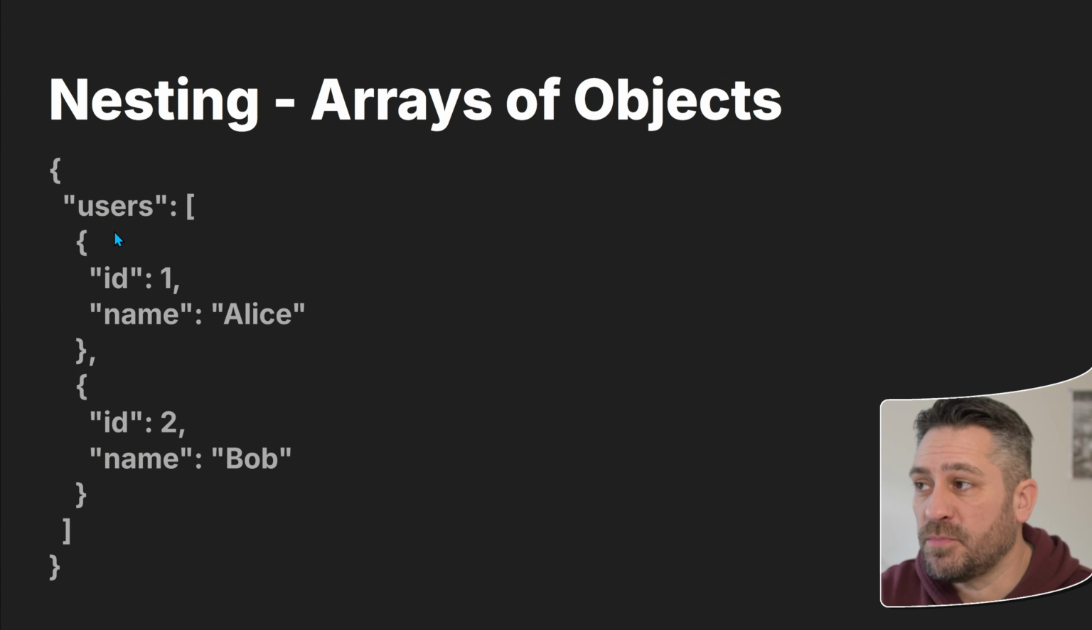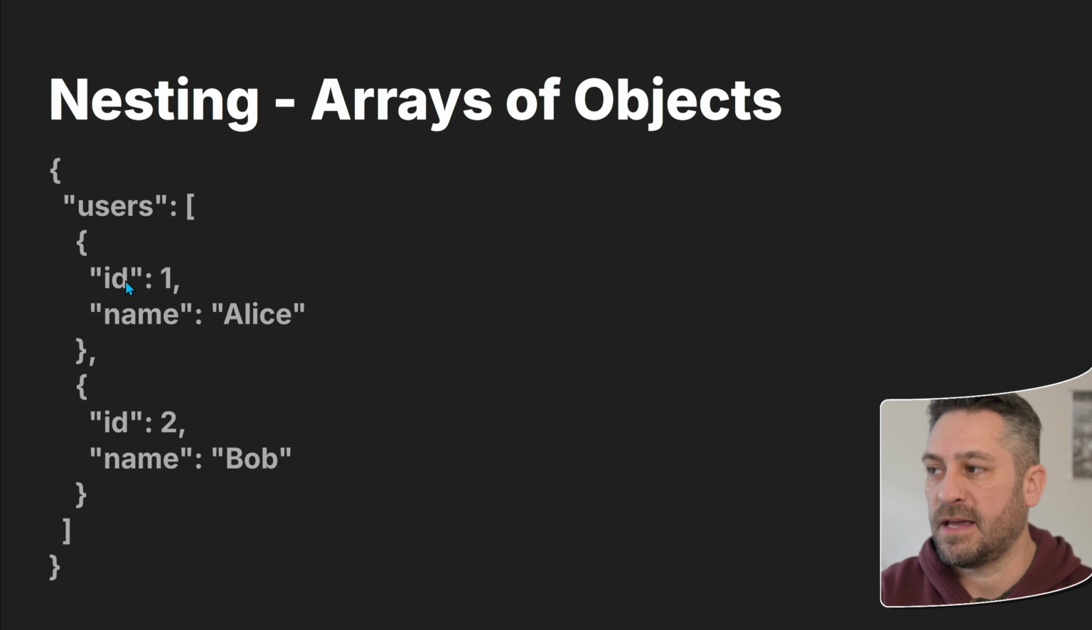Nesting for arrays of objects, so we can have an object here we've called users, and then we've got an array, which is the square brackets, and the first object in that array has an ID of 1, which is a number, and then it has a name of Alice, and then the second object in this array has an ID of 2, named Bob.